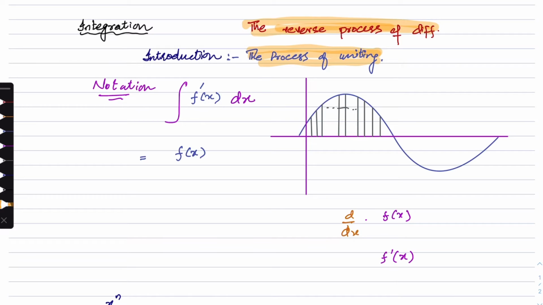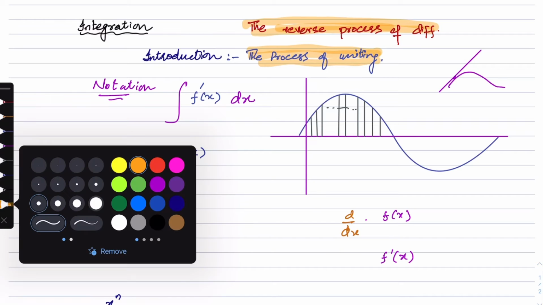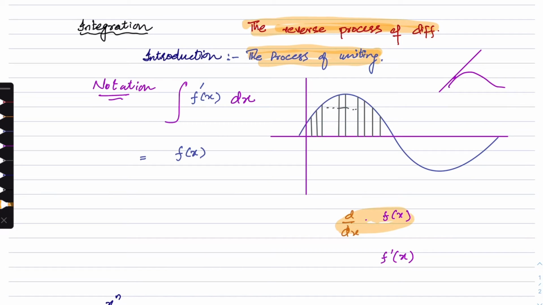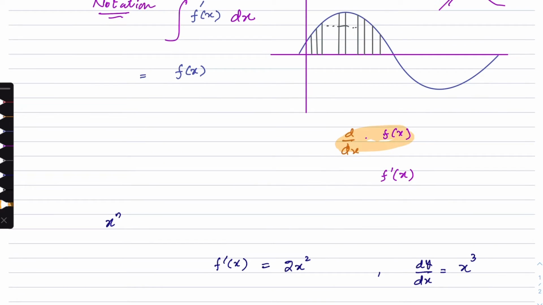This is actually the reverse process of differentiation. We have learned in the previous lecture that differentiation is the rate of change, or change at any instant. Differentiation tells us the change at any instant. If we have the function f of x, then the derivative of f of x is f dash of x, or f prime of x.